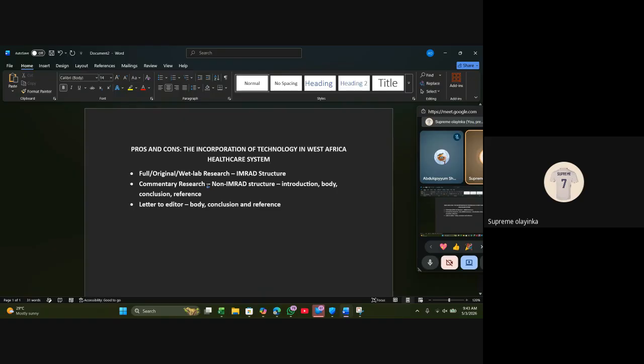So in this case, this particular type of paper will be under the commentary research paper because we are just trying to make a comment. We are just trying to write advantages and disadvantages of the incorporation of technology in West Africa healthcare system. So now this is the research topic I want to write on.